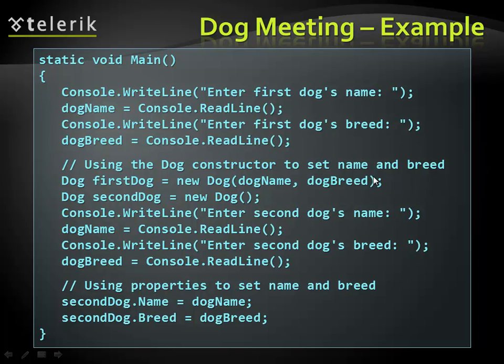Now we're calling the constructor with those variables to create an instance called the first dog. The second dog is calling the default constructor, so it's not specifying a name or a breed. And after we've done that, we are collecting the data from the console again and setting the properties directly. So those are the 2 ways to initialize those values.